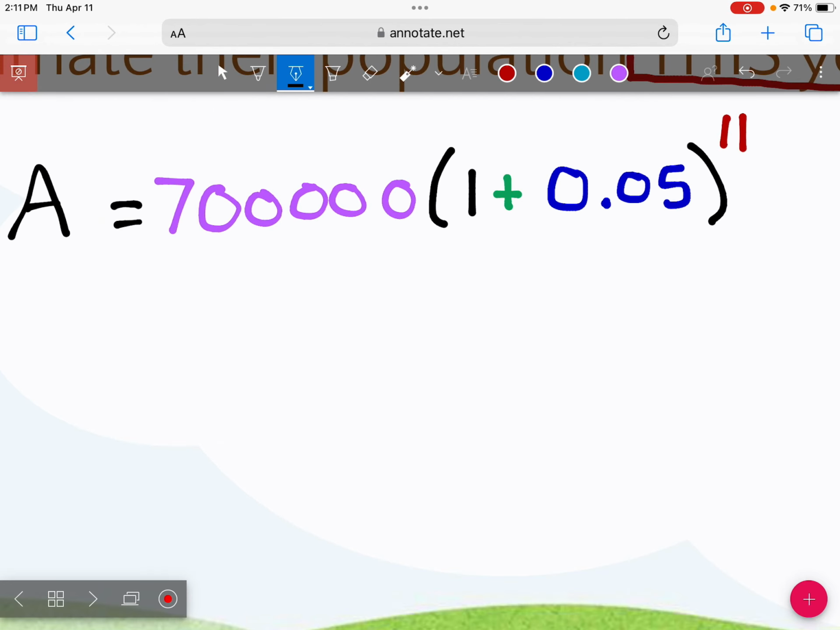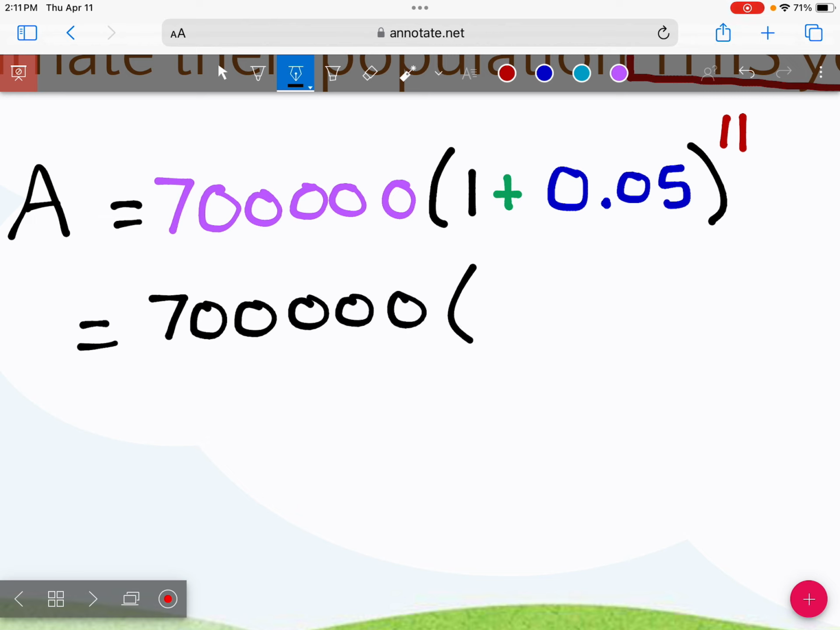So what we're going to do is simplify this a little bit before we type things in the calculator, because this is a bit of a mess. I'm going to simplify what's in the parentheses. I'm going to do this addition. So we're going to have our 700,000, and we're going to do 1 plus 0.05, which is 1.05, to the power of the 11th.